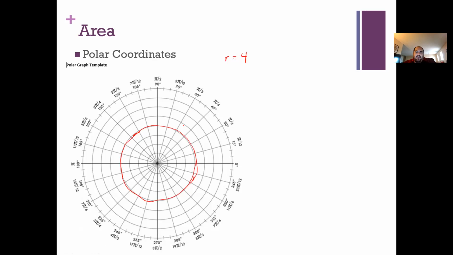So in this case, we let theta vary by a small amount. And we'll call that d theta. So if I let theta vary by a small amount, we're also going to let r be constant over the small interval.